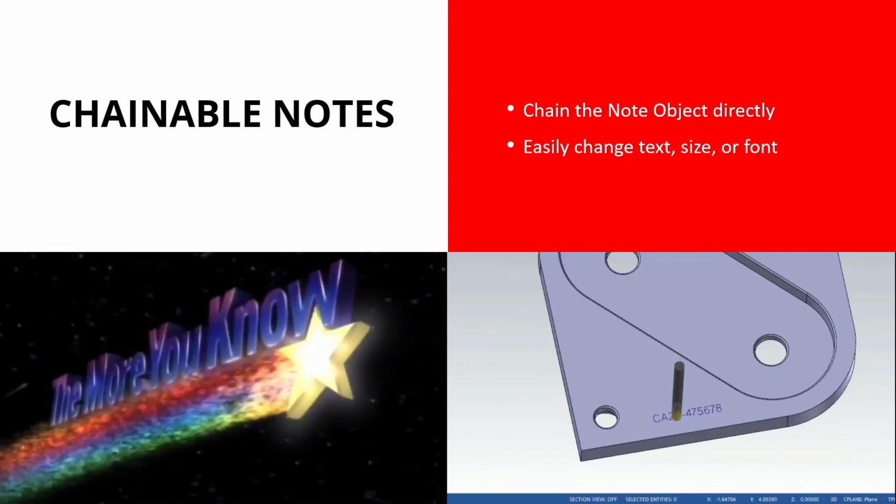Before we would have to create letters, and that just comes in as arc splines and lines. Well, now you can just create a note, chain it. If you need to change the name, change the rev number, you can edit that note and it automatically updates. So you don't have to delete geometry or reapply it. It makes it way easier. Works on even the engraving toolpath. It works with pockets, so it does a lot of cool stuff.